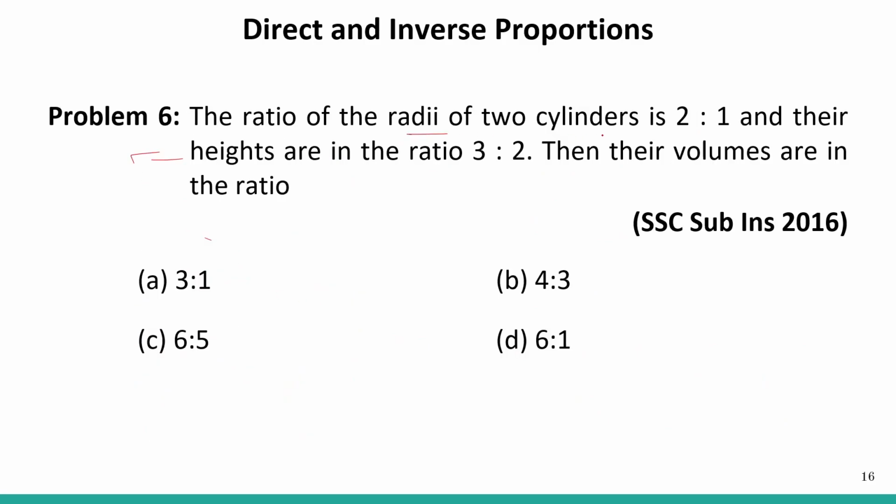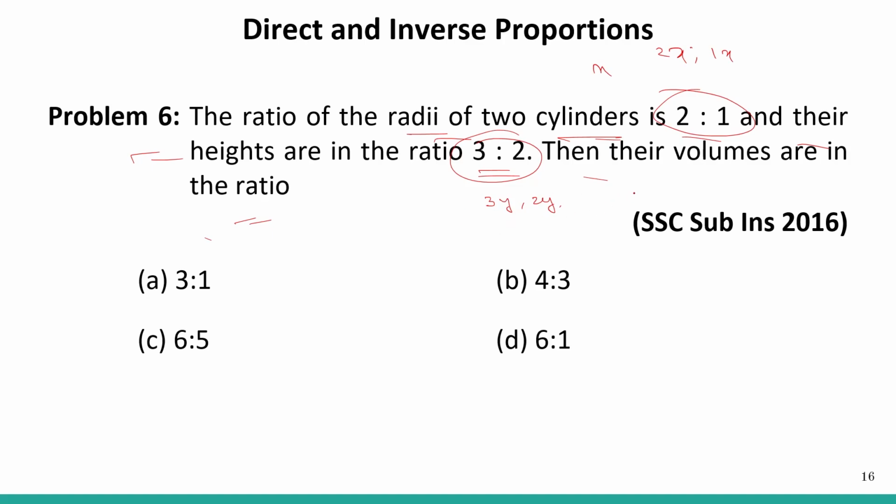So let's see problem number 6. The ratio of the radius of two cylinders is 2 is to 1, and their heights are in the ratio 3 is to 2. So their volumes are in what ratio? Let the common factor of the radii be x, so 2x and 1x respectively, and let the common factor of their heights be y, so 3y and 2y respectively for the first and second cylinder.